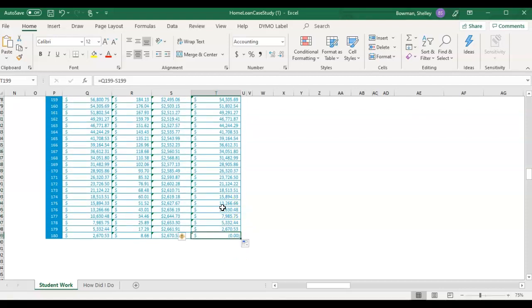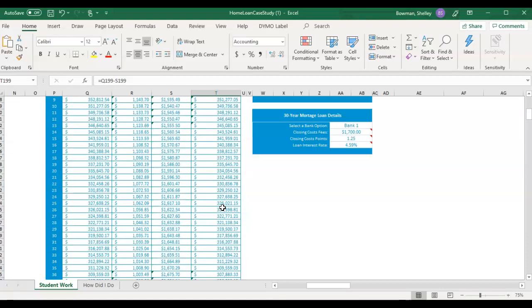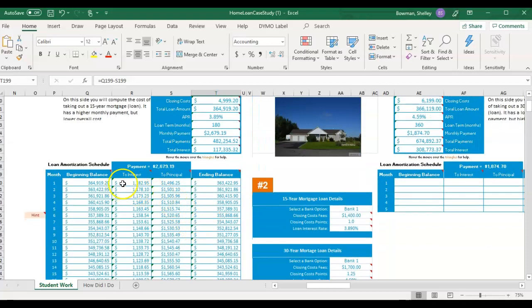If you did not cell reference and you rounded up here, if you typed in 2,679 for the payment, it would be rounded just enough that at the end it actually won't zero out. So please make sure on all of these to cell reference everything over here. It is more accurate and it is faster.